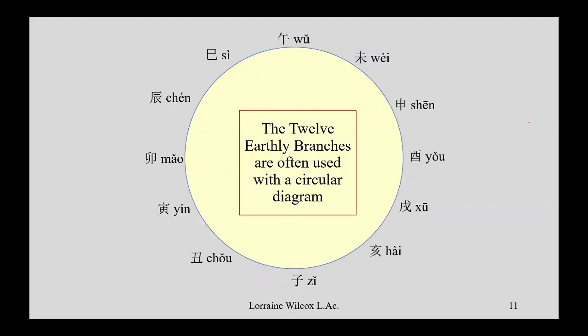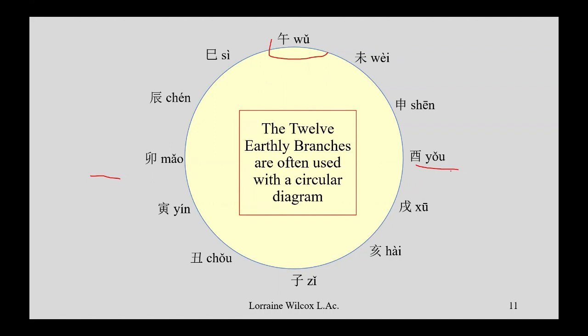Okay, so there are different ways of diagramming out the 12 earthly branches. They're often used with a circular diagram, and in that case, Zi should be on bottom because it's north, and north is water, and water runs downhill. And Wu should be on top because Wu is south, and fire rises up, so it's on top. Mao should be on the left because it's east, and You should be on the right because it's west.